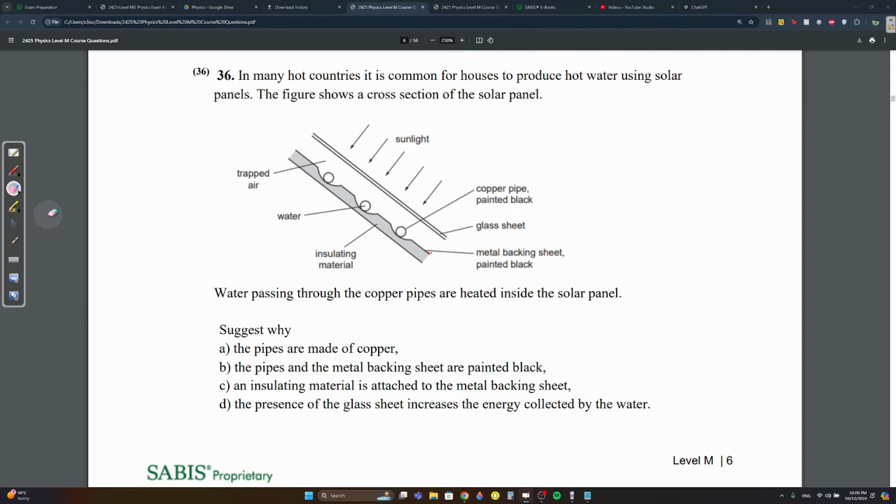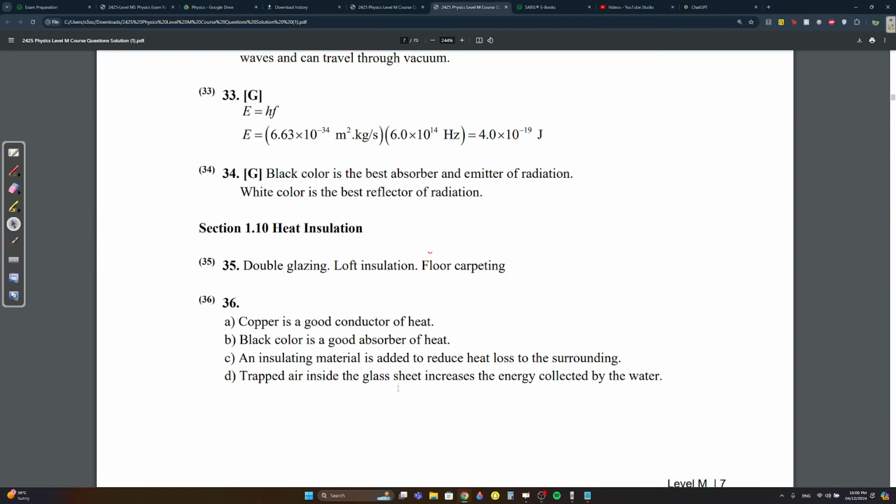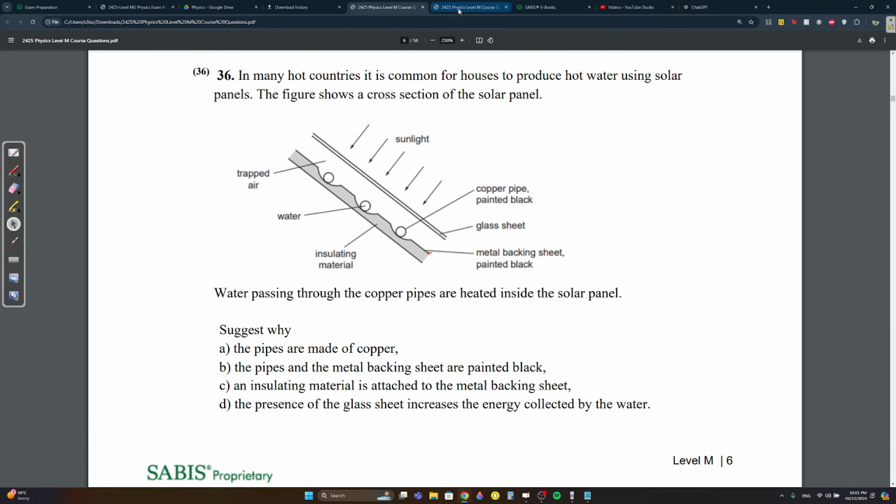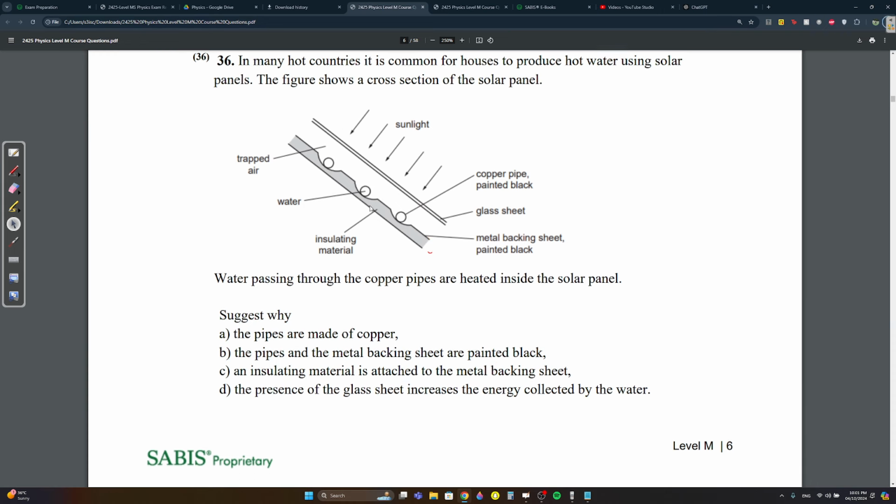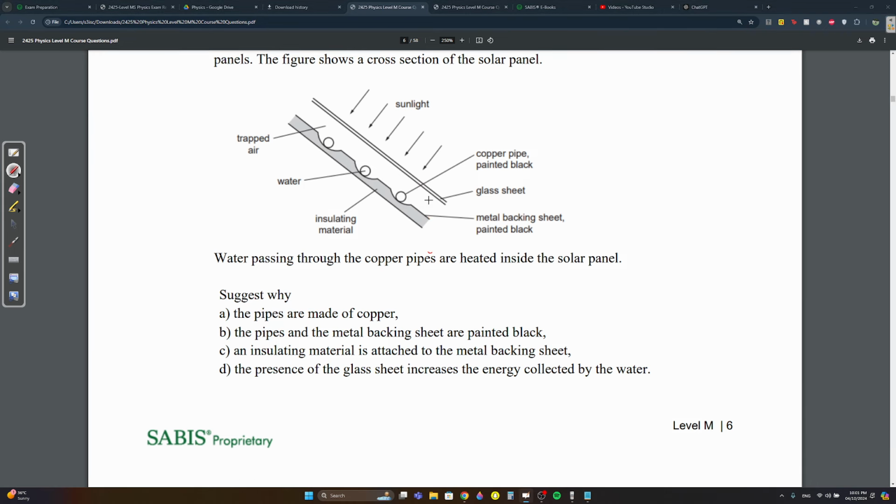Okay, the presence of the glass sheet increases the energy collected by the water. Where is the glass sheet? Here. Why? Increases the energy collected by water. Trapped air inside the glass. I think what they're saying is this glass sheet will let energy come inside, but it won't go outside because the glass has some air bubbles in between, which prevents the heat from escaping outside.